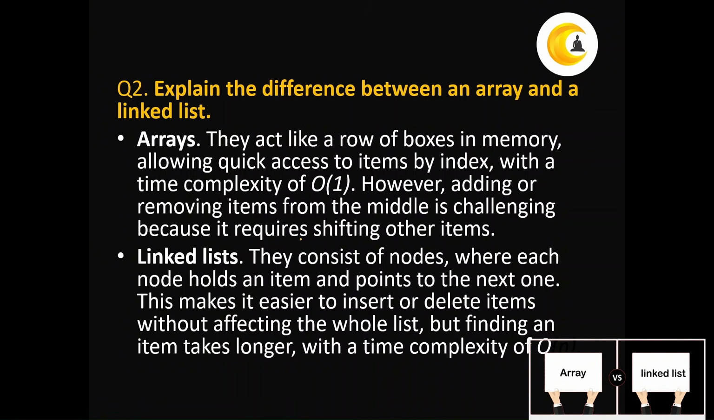Now, an array, the bookish definition that we have all read, is a homogeneous, continuous piece of memory. It acts like a box of memory, allowing quick access to an item by index. Since you can access it by index, this is accessing an element which is already there, so what will be the time complexity? Big O of 1.